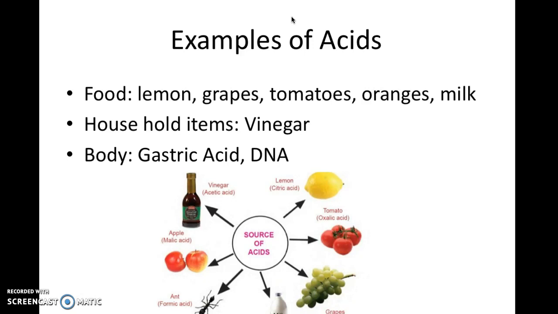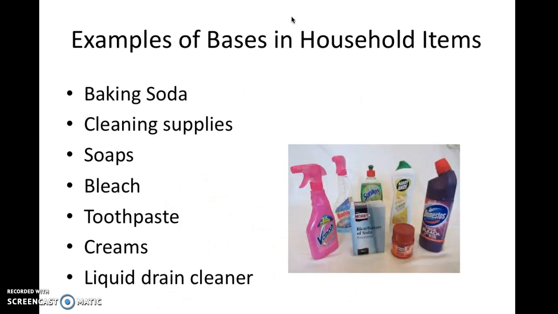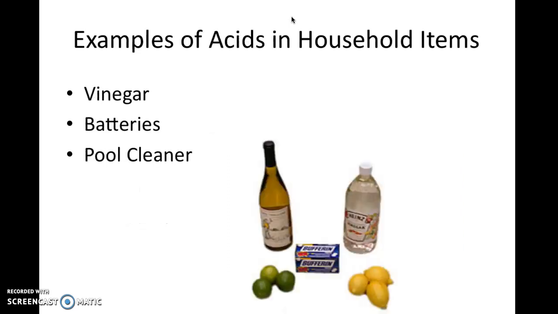Okay, what are the examples of acids? Let's see, in foods we can see lemon, grapes, tomatoes, oranges, or milk. In household items, as we mentioned, it's vinegar. And in the human body, gastric acid and DNA are also acidic. What are examples of bases in household items? We know that baking soda is basic, cleaning supplies, they're all kind of slippery, remember? Our bases are slippery. Soaps, bleach, toothpaste, creams, and liquid drain cleaner is the most basic solution you can have.